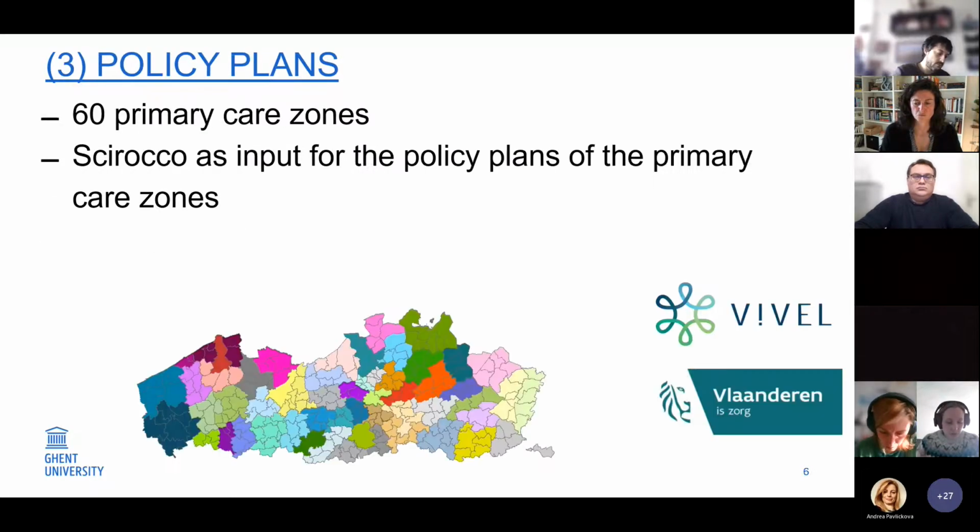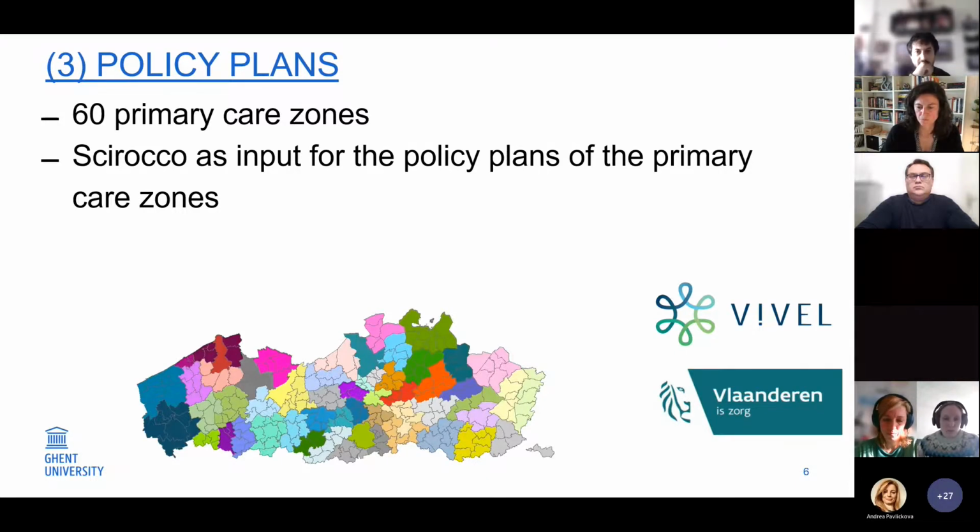And then the third thing that already exists is that Flanders is divided into 60 primary care zones, each with their care council. And the Flemish government wants each primary care zone to make a policy plan for the coming years. And VIVEL, the Flemish Institute for Primary Care, is supporting these primary care zones in making this policy plan. And now VIVEL suggested using the Scirocco tool for making these policy plans.